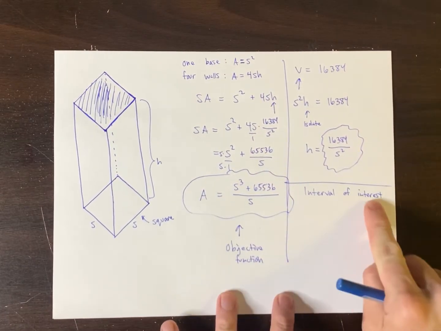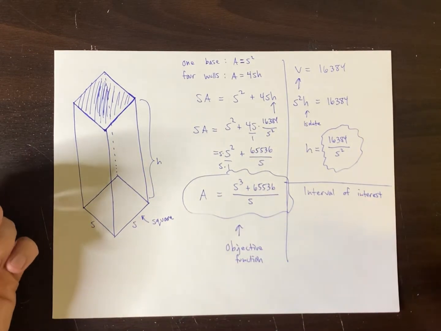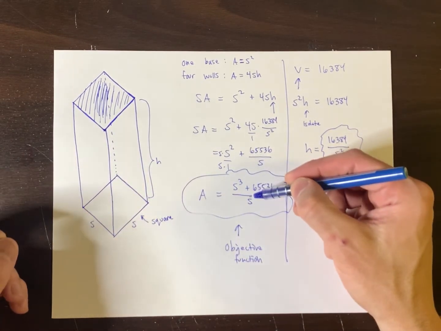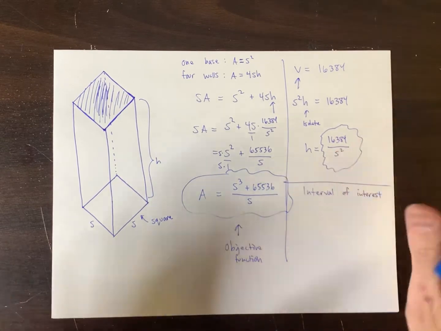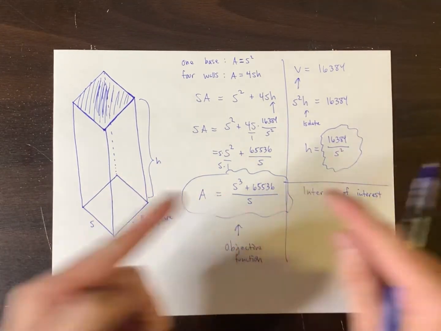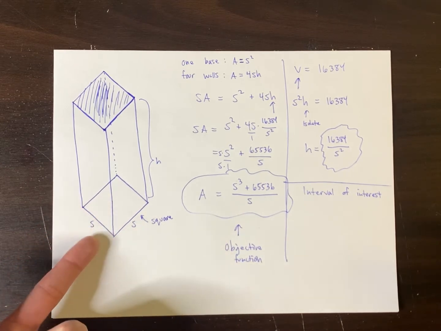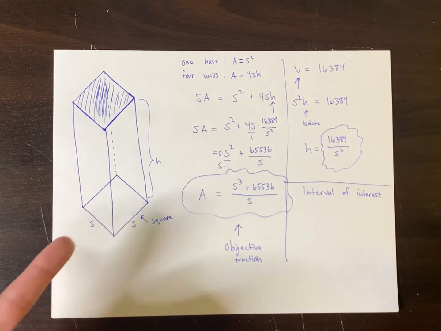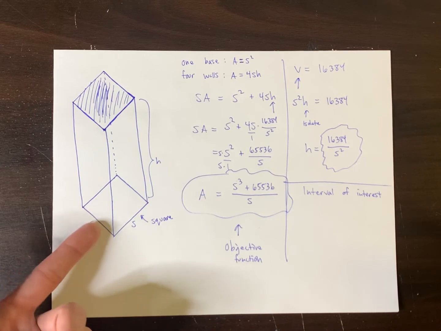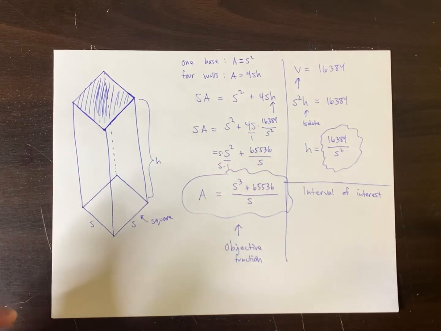Now, the interval of interest has to do with the variable s. What can s be? What can s not be? Well, what does s represent? It represents the dimension or the side of the square. For sure, s cannot be negative because you can't have a square with a negative side length. Nor 0.